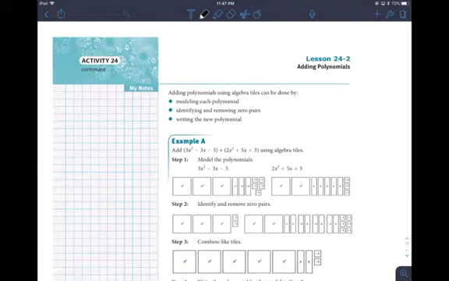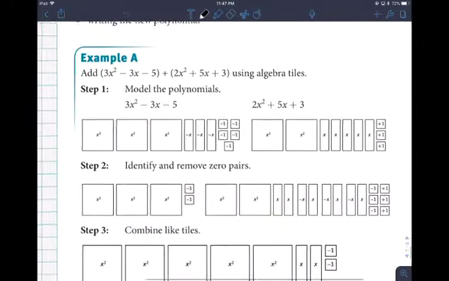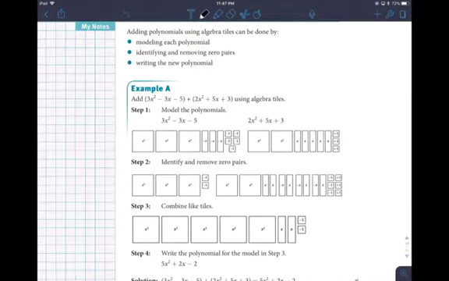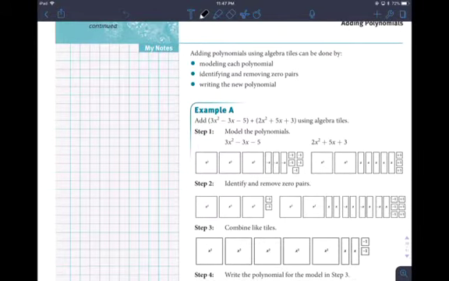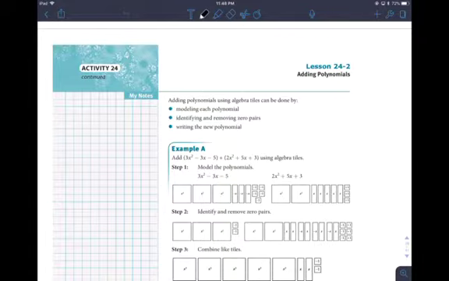So adding polynomials, here's an example. I don't know if you had a chance in 8th grade to work with algebra tiles. If you have worked with algebra tiles, this is another way of looking at it. If you never used algebra tiles, don't worry about it. It's okay. But essentially, this is how we add polynomials. So notice here's the example. I'm going to rewrite this one on the side.